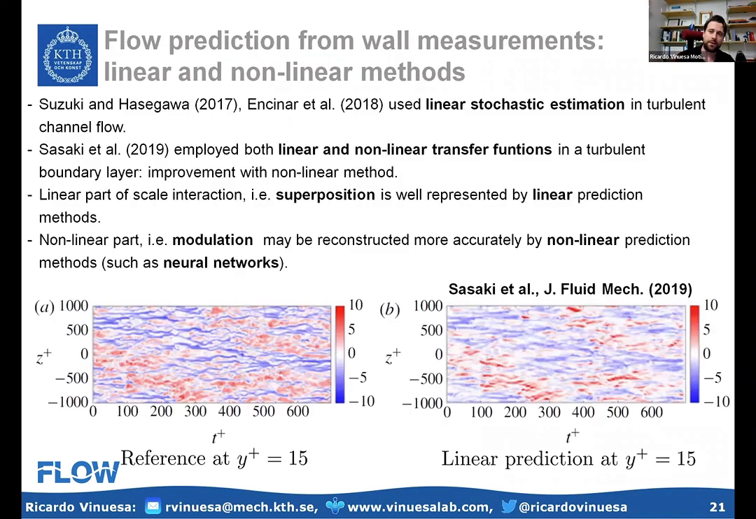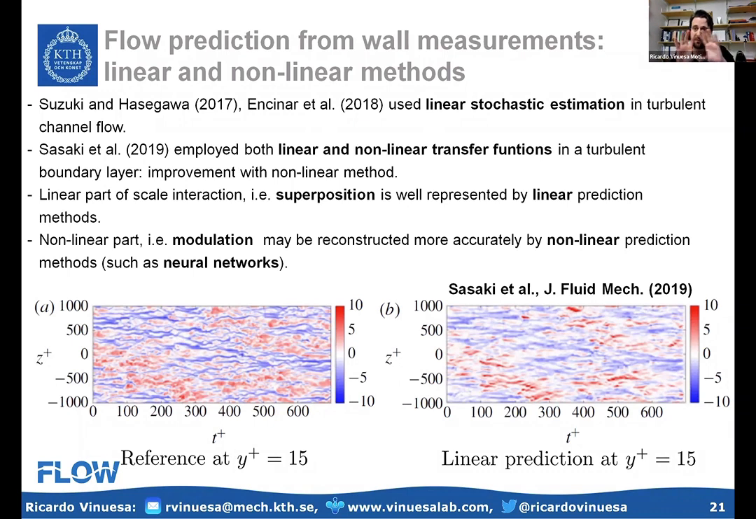And there has been quite some literature in this. There have been a number of studies dealing with linear methods, for example, linear stochastic estimation. In a recent work in the Journal of Fluid Mechanics, we showed by using transfer functions that nonlinear prediction methods are actually better to be able to do this estimation, using information at the wall to predict the flow above the wall. And this is because turbulence is essentially nonlinear.